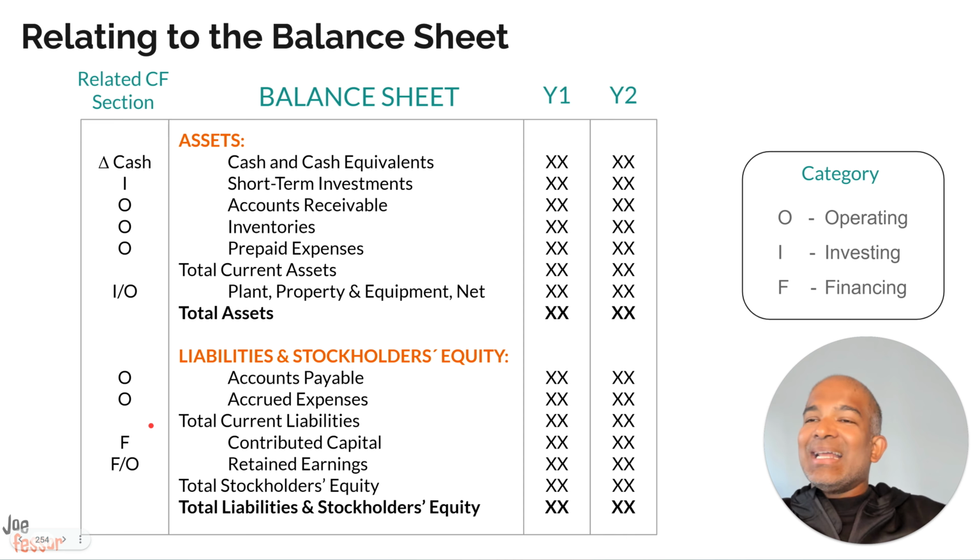Financing activities, or F in our column, relates to external capital, contributed capital and retained earnings, specifically for the dividends paid. Retained earnings is also impacted by operating activities through net income. This classification is essential. Once you know which section a change belongs to, you're halfway to solving the statement.